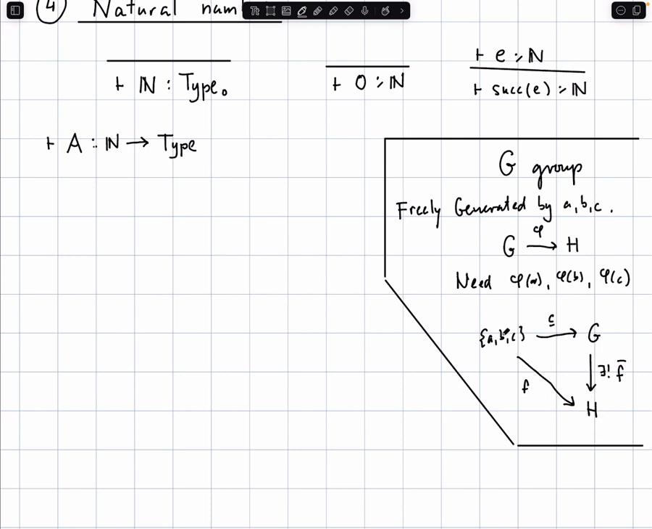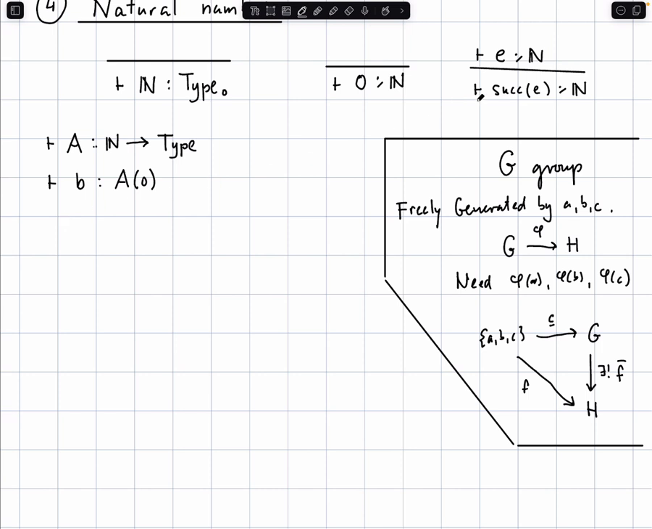Then I want to say I know what to do with the generators, okay? To say I know what to do with the generators, here it would be: I have an element that corresponds to f of a. So now I need an element that corresponds to 0. So I have an element, let's call it b for base case, which is in A of 0. So now things are getting dependently typed. That's why I have A of 0. And then now I need to do something with this business here. What do I do with this business here?